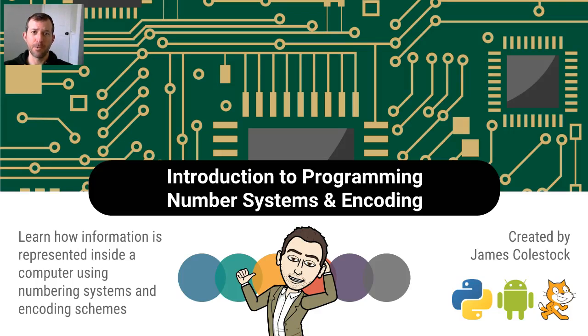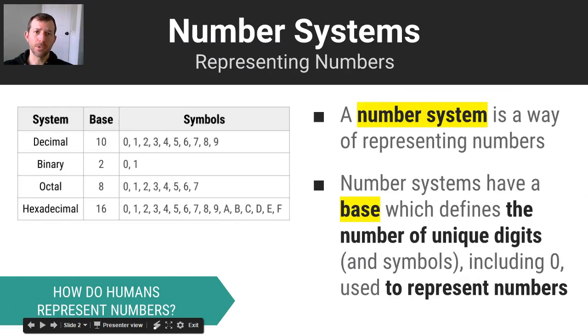We're going to continue our study of computer programming by delving into number systems and encoding. We're going to learn how information is represented inside a computer using a combination of these two concepts. You already use a number system every day. It's called the decimal number system.